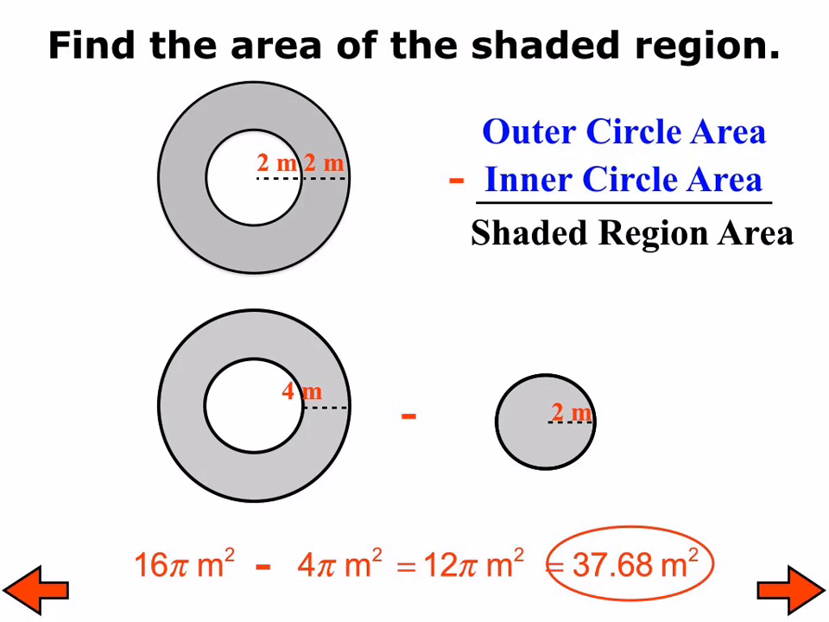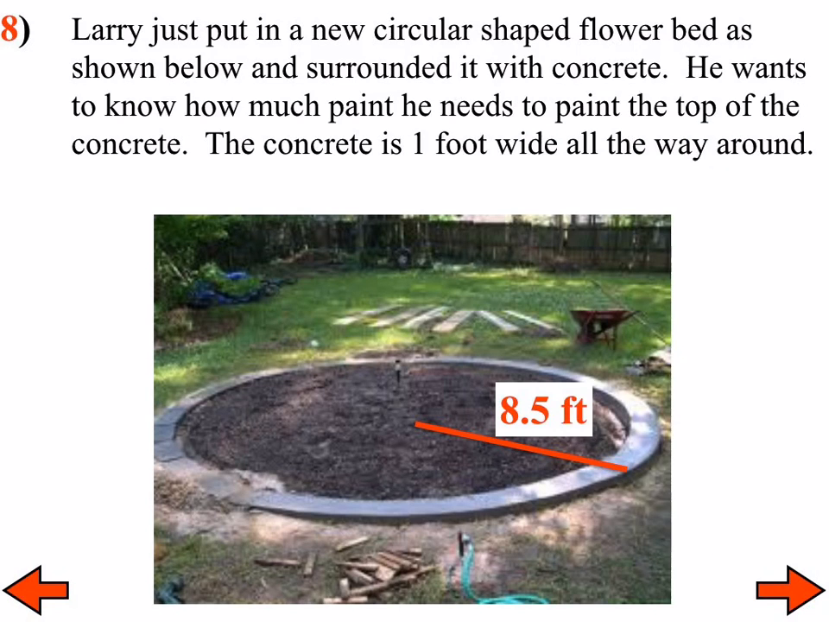All right, so that leads us to our last problem for today, and it is this. Larry just put in a circular shaped flower bed as shown below and surrounded it with concrete. He wants to know how much paint he needs to paint the top of the concrete. So he's going to paint this concrete right here. He's going to paint the top of it all the way around. He wants to know how much paint he needs to paint the top of the concrete, and the concrete is 1 foot wide all the way around.